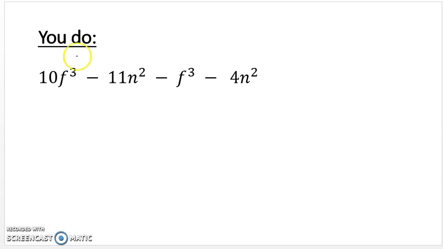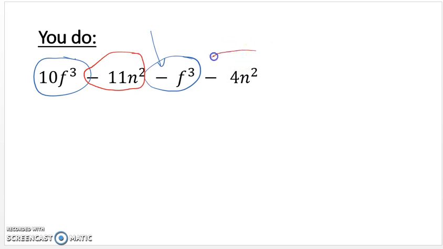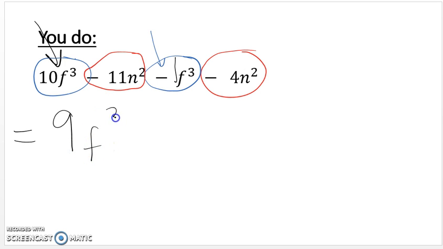So let's circle our like terms. We've got f cubed over here, and minus f cubed. Notice that I've taken the minus sign with it, and then I've got minus 11n squared and minus 4n squared. So if I have 10 f cubes and I minus 1 f cubed, I still will have f cubes. I'll have 9f cubed.